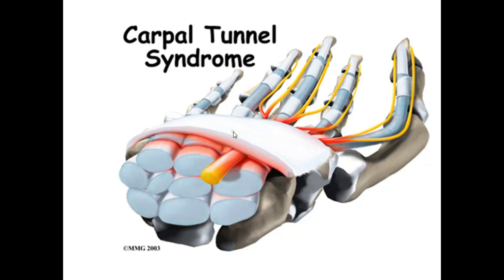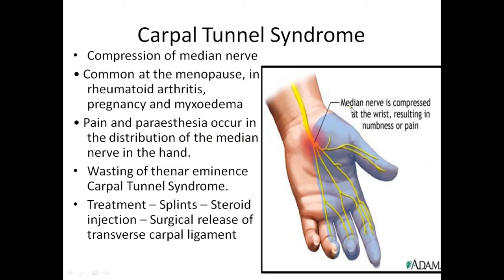This condition is called carpal tunnel syndrome, a common clinical condition associated with females, diabetic females, and it is due to either thickening of the synovial sheath or swelling of the synovial membrane, resulting in entrapment of that nerve within the tunnel. So the compression of the median nerve within the carpal tunnel is called carpal tunnel syndrome. It occurs usually in females after menopause, or those with a history of diabetes, rheumatoid arthritis, pregnancy, or myxedema.